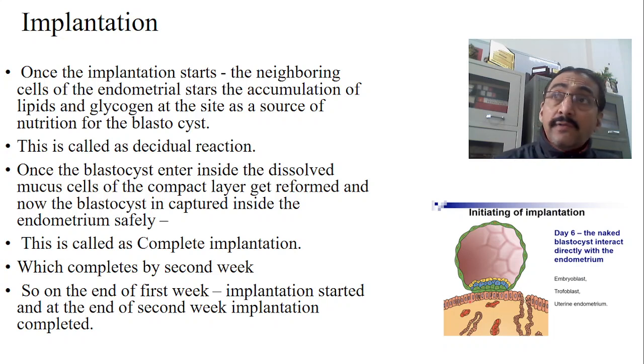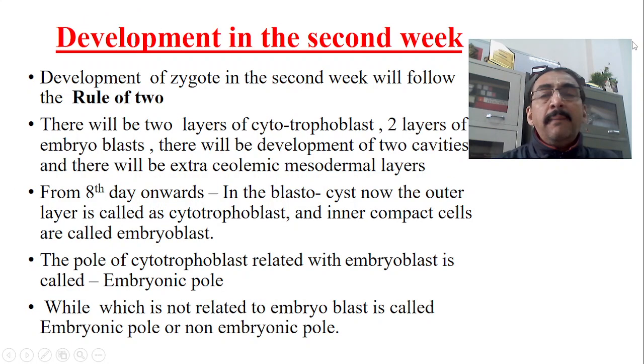At the end of the first week, the implantation started. At the end of the second week, the implantation is completed. Usually it starts on the 20th day; it takes 5 days to enter the uterine cavity, and thereafter a maximum of 1 week. By the end of the second week, that means around the 26th or 27th day of the cycle, implantation is completed. So this is about the implantation.